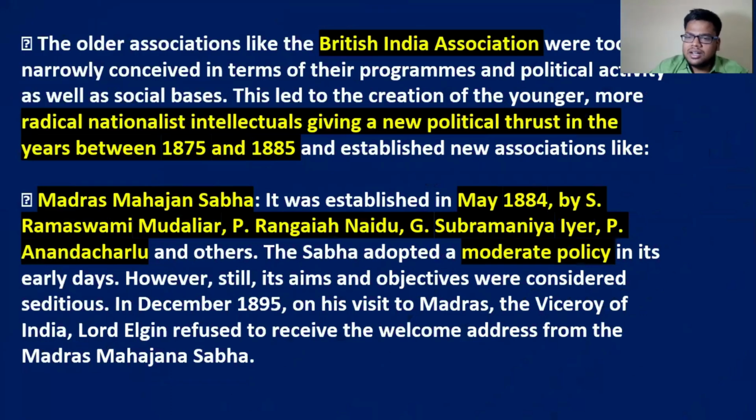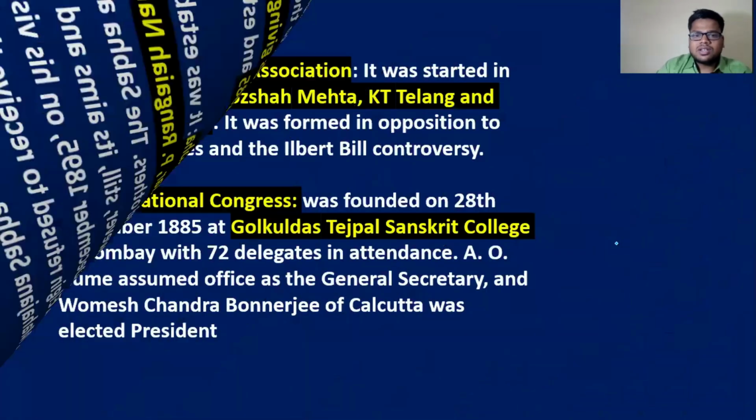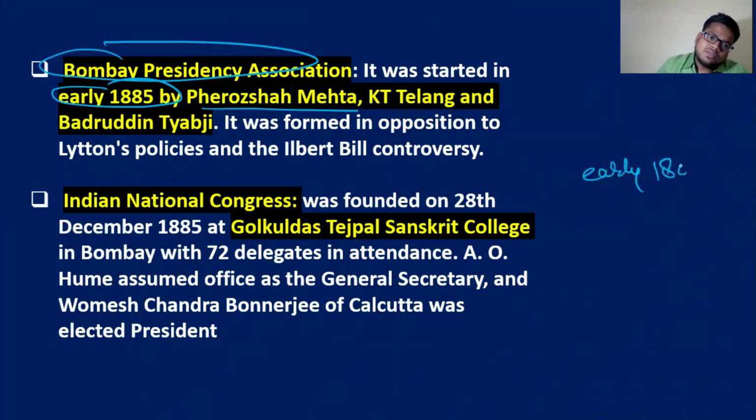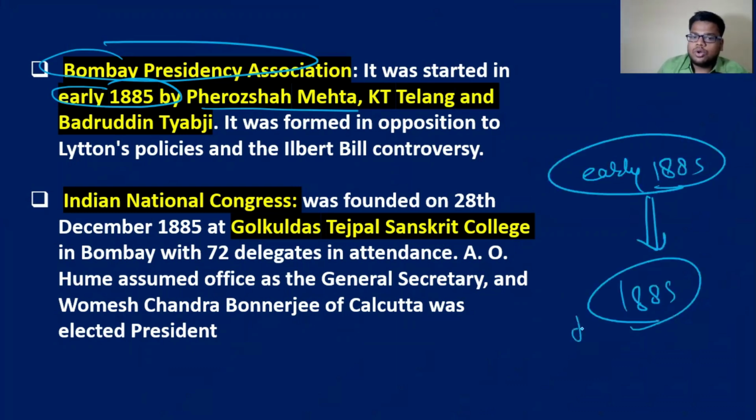We have discussed a lot of institutions. The Madras Mahajan Sabha was made in 1884 by S. Ramaswamy Mudaliar, Mr. Naidu, Mr. Subramanyam Iyer, Anand Charlu, right? And then we discussed the Bombay Presidency Association, founded by Firoz Shah Mehta, but it was early 1885. So the early 1885 was the Bombay Presidency Association, and later in 1885 your Congress was formed in December.